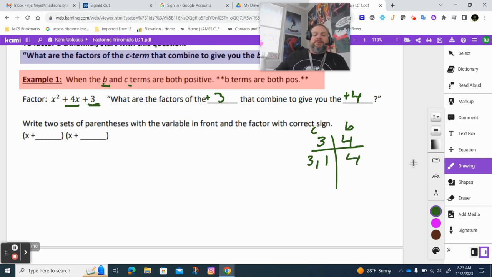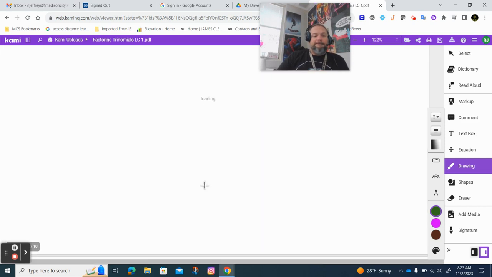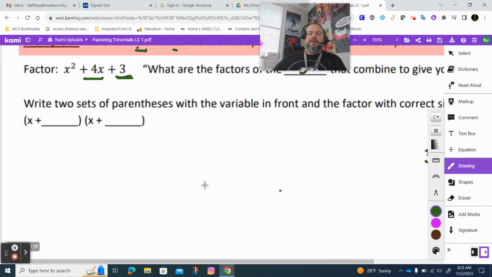So what we're going to do, we have 2 sets of parentheses here. We put a 3 here and 1 here. It doesn't matter if the 1 went here or the 3 went here, because we're multiplying. Order does not matter when we're multiplying.